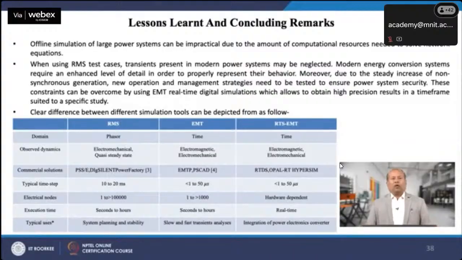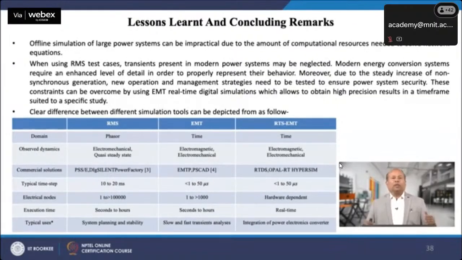Firstly, offline simulation of large power systems can be impractical due to the amount of computational resources needed to solve its network equation. Also, when using RMS test cases, transients present in the power system may be neglected or ignored. The modern energy conversion system requires an enhanced level of detail for properly representing their behaviors.